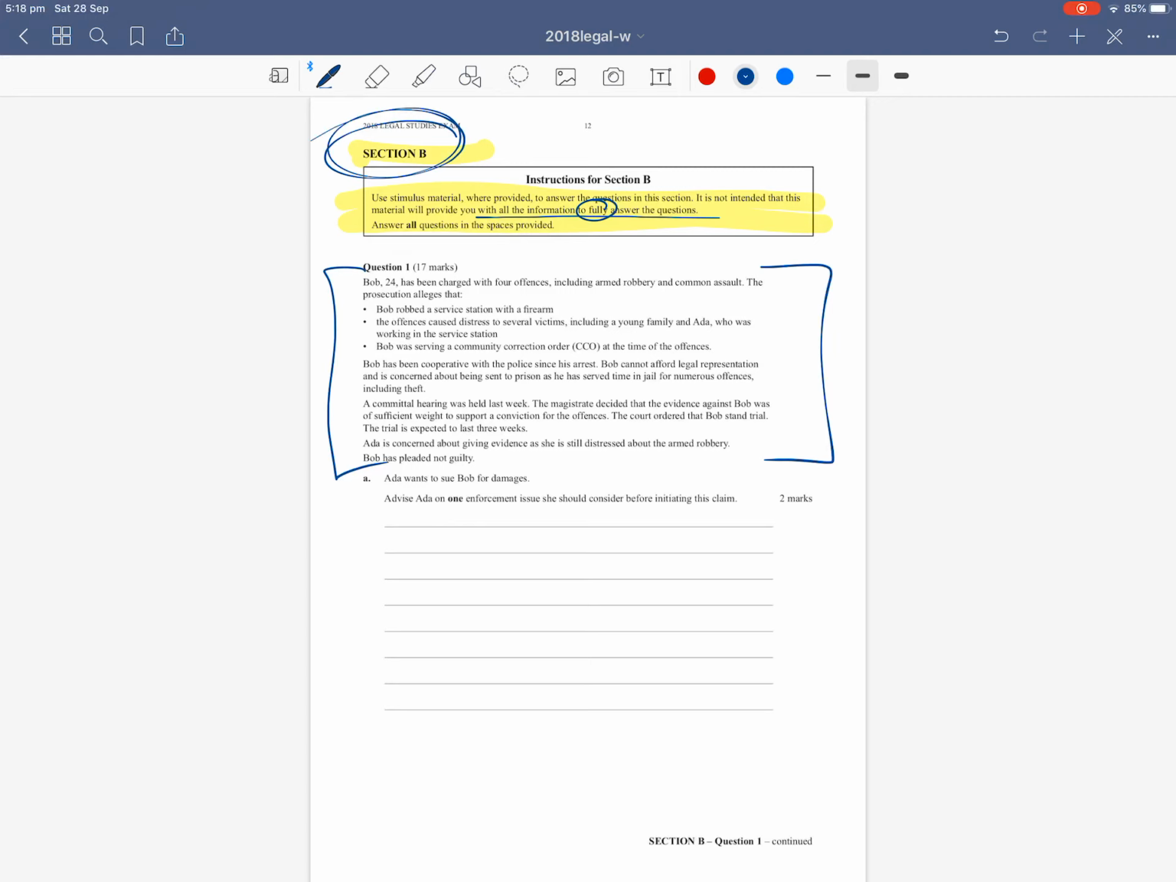Section B, put it into your minds that when you go into your exam, when you are doing practice exams, it's one where you need to refer to stimulus. I'm going to show you why this is tricky and why we need to remind ourselves to do this. Over here, it's quite simple, right? Remember how last time I was looking at where they were putting people's names? Here they've got Bob and we've got Ada. Ada wants to sue Bob. Advise Ada on one enforcement issue that she should consider before initiating this claim. The question's told you, it's leading by the person, and you will naturally respond to that, right? One enforcement issue that Ada should consider, whatever it is, and you'll get to it.